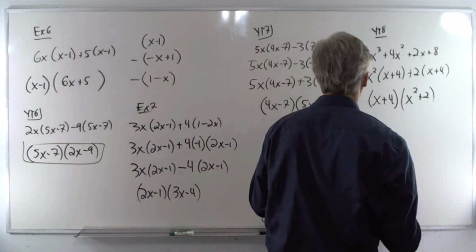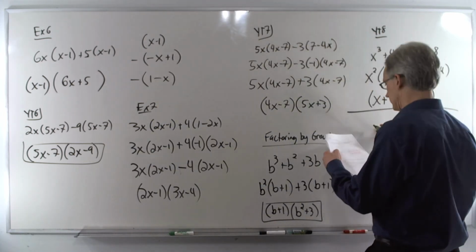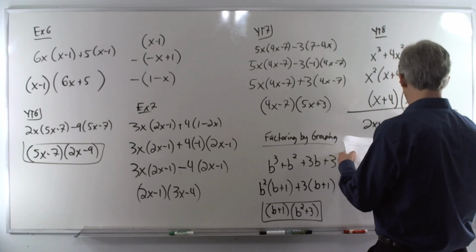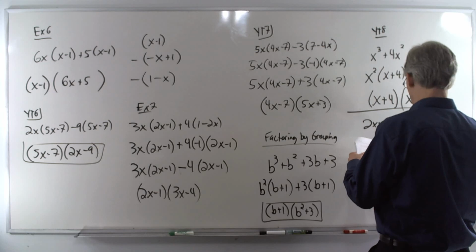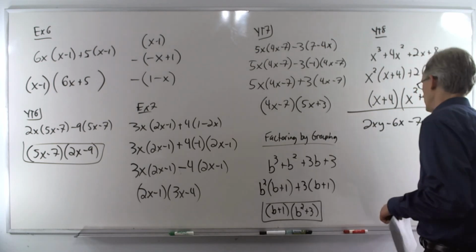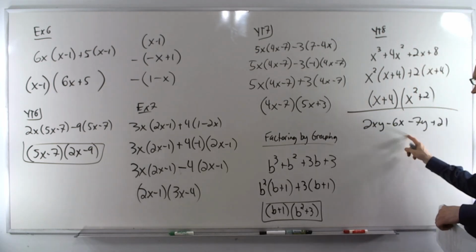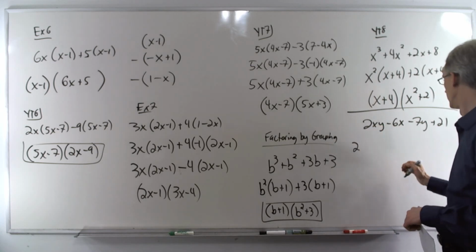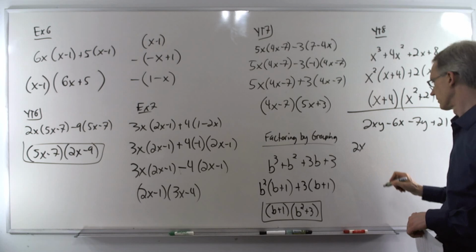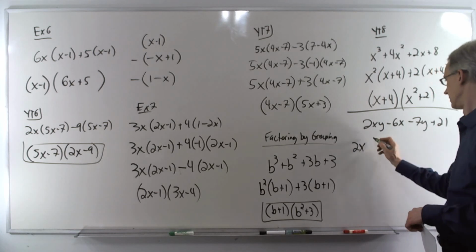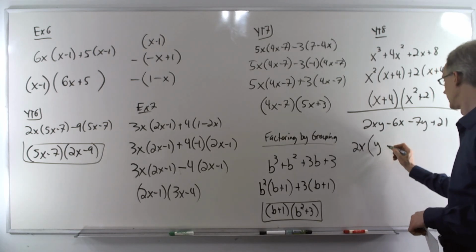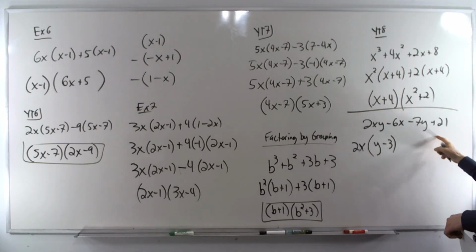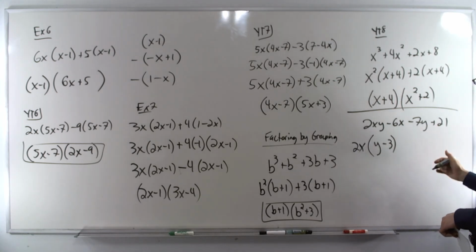Some polynomials will have more than one variable, but it works the same way. So on this first one, greatest common factor of 2 and 6 is 2, so we'll factor that out. And they both have an x, so we can factor that out as well. That leaves behind y minus 3. Now over here, we can factor out a 7.